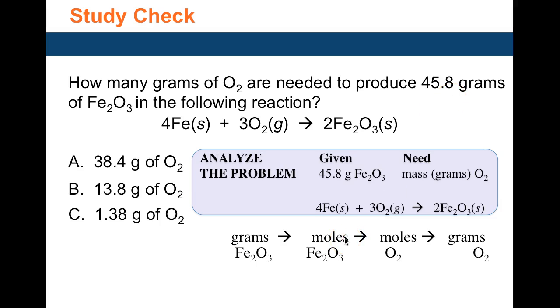Once you are in moles of iron(III) oxide, you know that for 2 moles of iron(III) oxide, you get 3 moles of oxygen. So convert that into moles of oxygen. Once you have the moles of oxygen, multiply by the molar mass of oxygen, around 32 grams, to get the grams of oxygen.